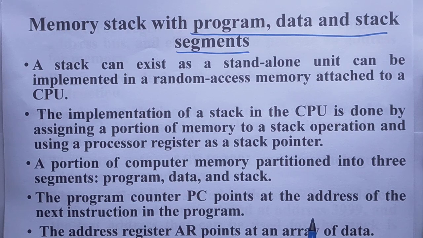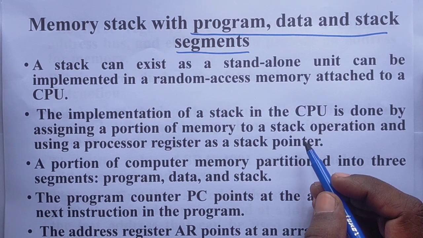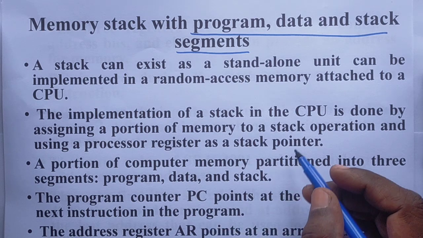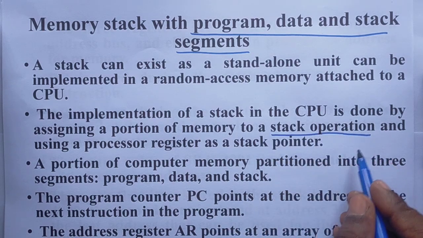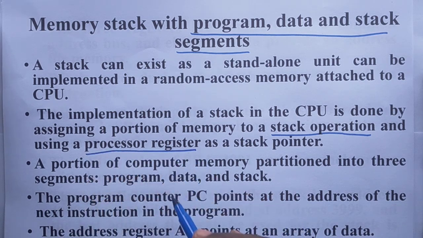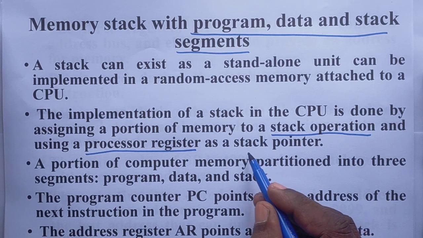The implementation of a stack in the CPU is done by assigning a portion of a memory to a stack operation and using a processor register as a stack pointer. Okay. Whenever we go through some different operations, very simple operation, suppose arithmetic operation, that operation is done by the stack operation, and some processor register also we use, and that processor register is also considered as a stack pointer.